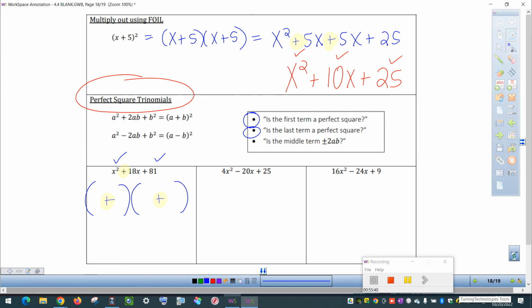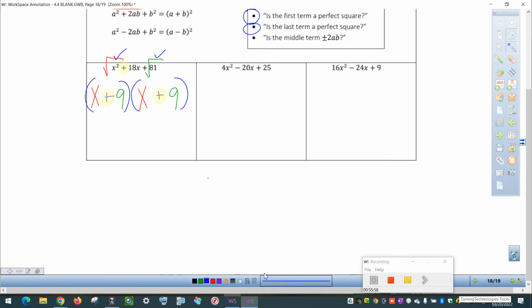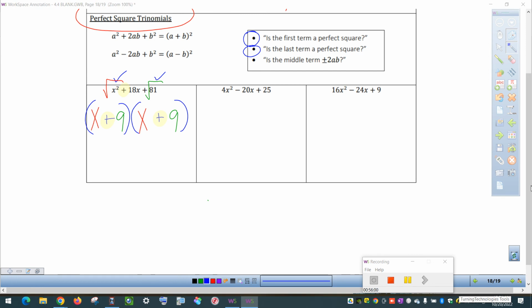Now, pretty similar actually to what we just did. We're going to square root the first term. Square root of x squared is x, so we're going to list that first. And then we're going to square root the last term. The square root of 81 is 9. It's kind of like the difference of squares, except they're both plus signs.